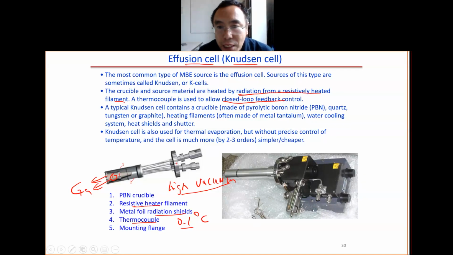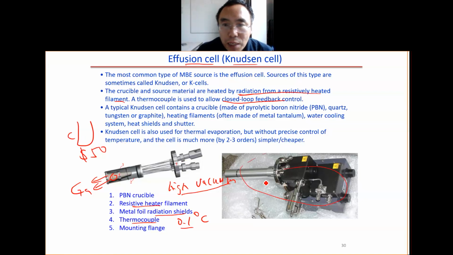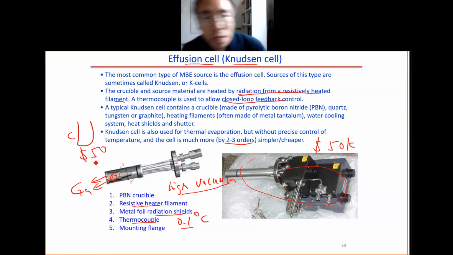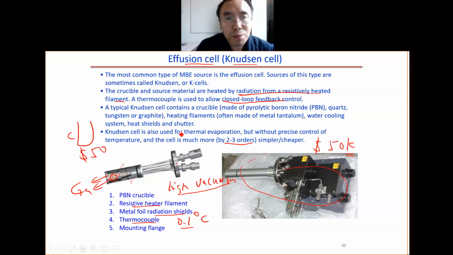But this is the Knudsen cell. This one is much more expensive than the crucible. For the normal evaporator, we use a crucible here. For the normal one, this is like a carbon. This is for the normal evaporator. This will cost about $50. But for this nitrogen cell, it costs about $50,000. So it's about 2 to 3 orders more expensive than a simple crucible. So it is for the evaporation, but much more complicated.